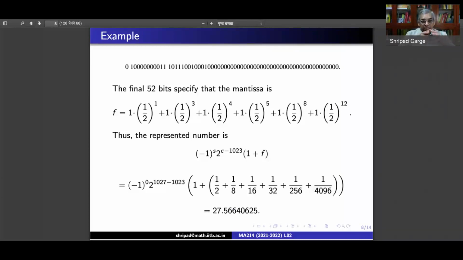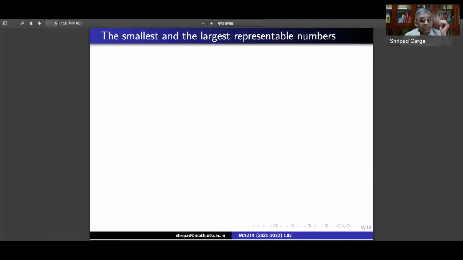So this machine number that we have, which is a 64-bit number, gave us the actual rational to be this 27.56640625. This is how we will have a machine number representing an actual number, which we would typically write using our decimal expansion. Okay, so let's see what are the smallest and the largest representable numbers.